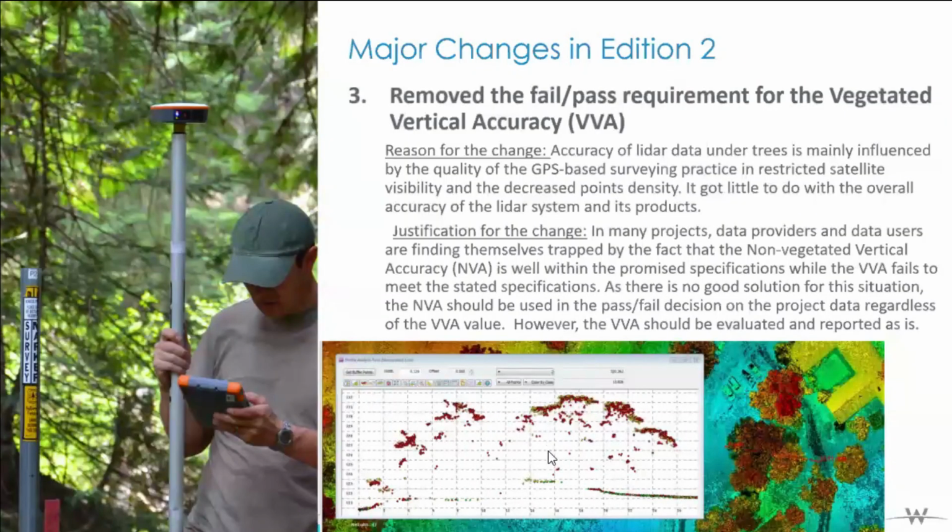Now we say you're required to test the VVA, but the pass-fail decision is not based on the vegetated or the VVA. It's only based on the MVA. If the MVA is passing, then the VVA will pass and will be accepted no matter what that number is, whether 30 centimeter or 70 centimeter.